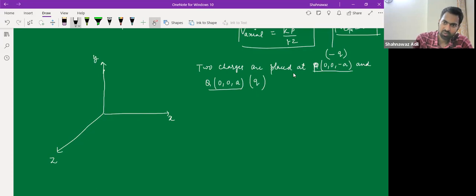So we have this diagram. (0, 0, -a): the third coordinate is which axis, guys? Z axis, right? So the third coordinate is the Z axis. We have this XY plane, the screen. This length is X, this breadth is Y. The direction coming out of the screen is the Z axis, and the direction going into the screen is which axis?